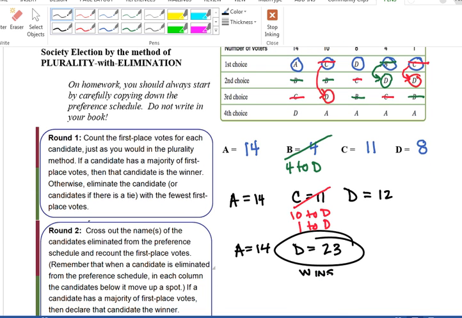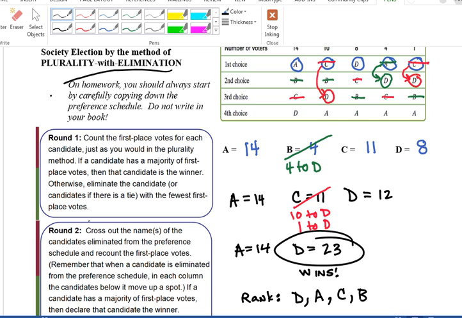Okay? And if you were going to rank these candidates, you would just rank by how long somebody survives. D was our winner, A was the last man standing, then C, and then B was the first eliminated, so he comes in last place. This would be called extended plurality with elimination.